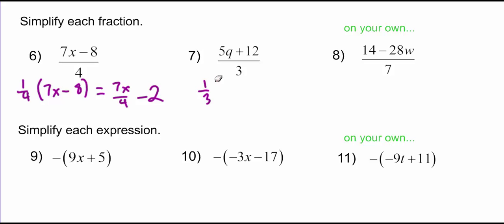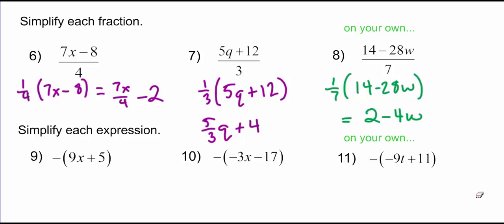All right, number 7, we're going to go through the same process. We're going to take that 1/3 out and do 5q plus 12 inside the grouping. And then we'll distribute. 1/3 times 5q would be 5/3 q. 1/3 times 12 is 4. All right, again, why don't you guys pause the video and try number 8 on your own.